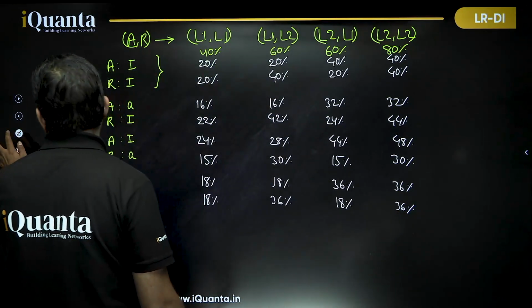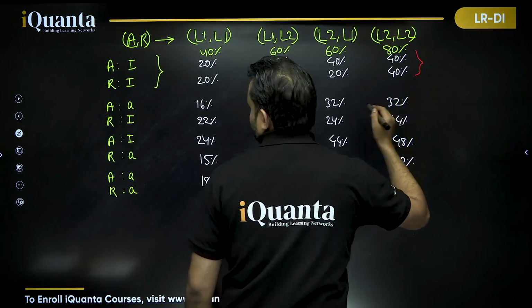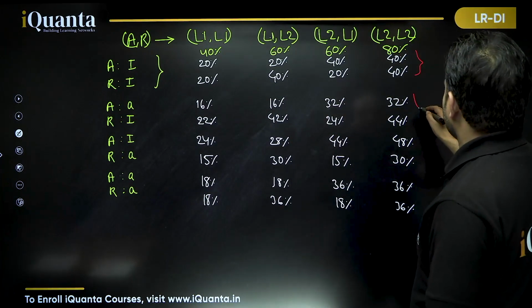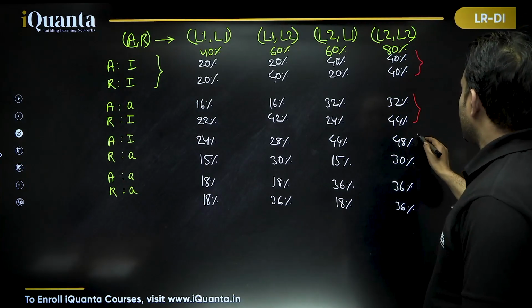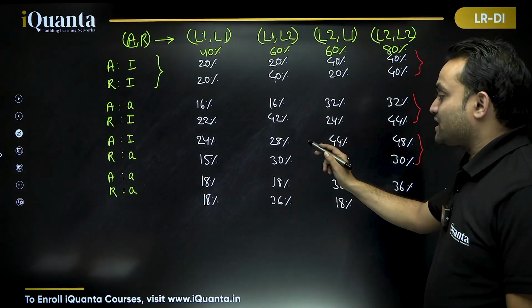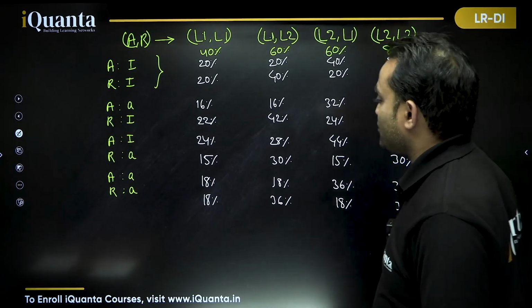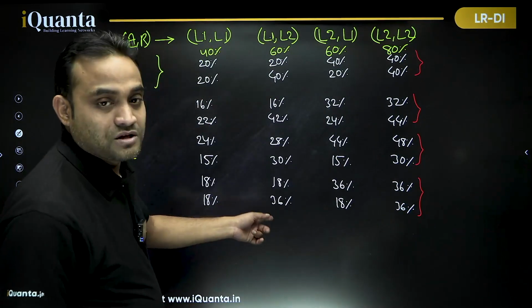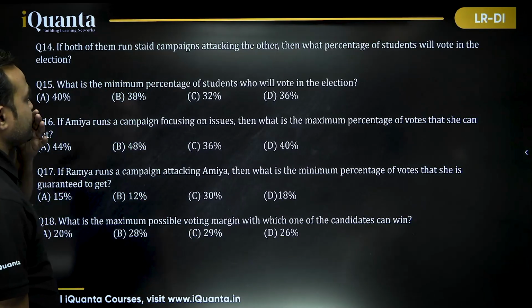So we have four different categories. Both issues, Amia running campaign on attacking Ramya, Ramya running campaign on issues, Amia running campaign on issues, Ramya running campaign on attacking Amia. Both of them are running campaign on attacking each other. Now, we should be able to solve the questions very easily now.